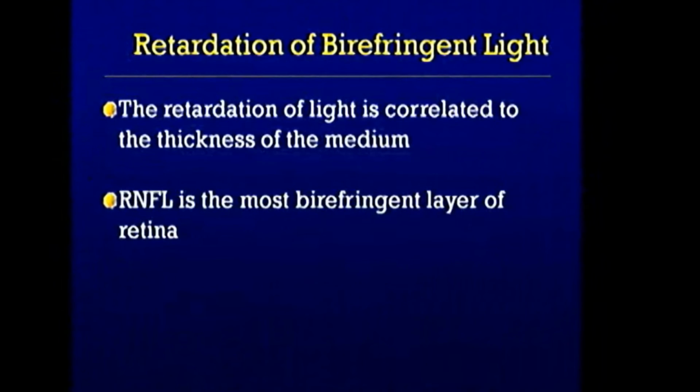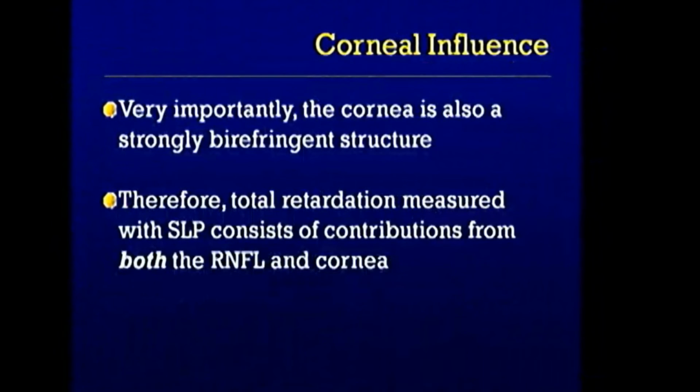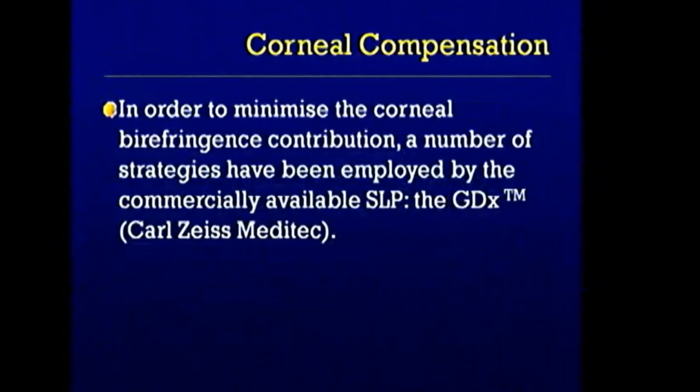Now, although the RNFL is the most birefringent structure, the problem is there are other birefringent structures in the eye. Most importantly, the cornea is a birefringent structure. So if you measure birefringence from the eye, you'll not only be measuring retinal nerve fiber layer birefringence, you'll be measuring corneal birefringence as well. So in order to minimize this, the GDX VCC and ECC included software which was able to cancel out the effect of corneal birefringence.